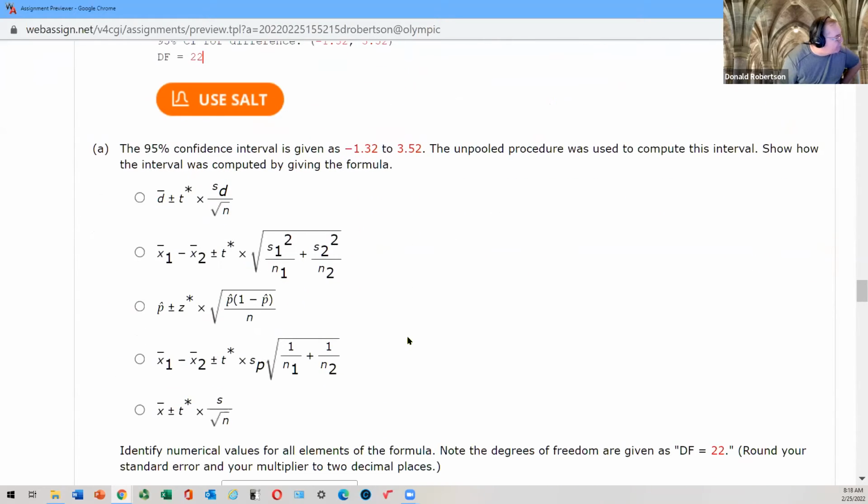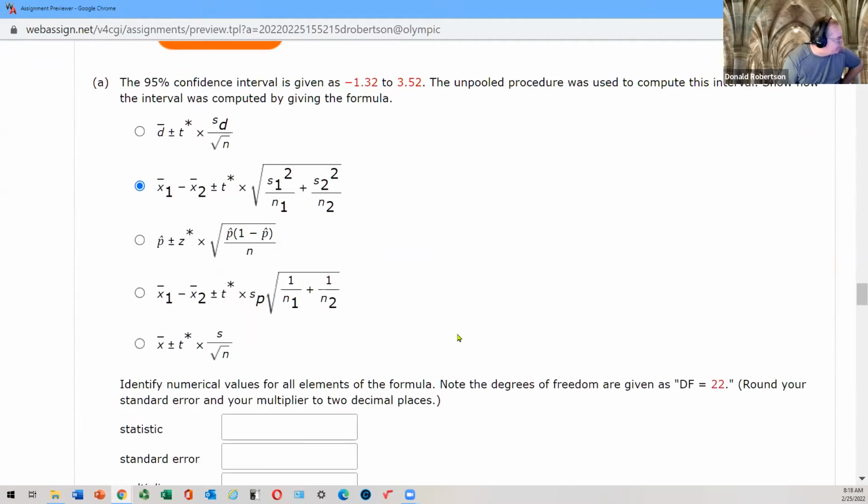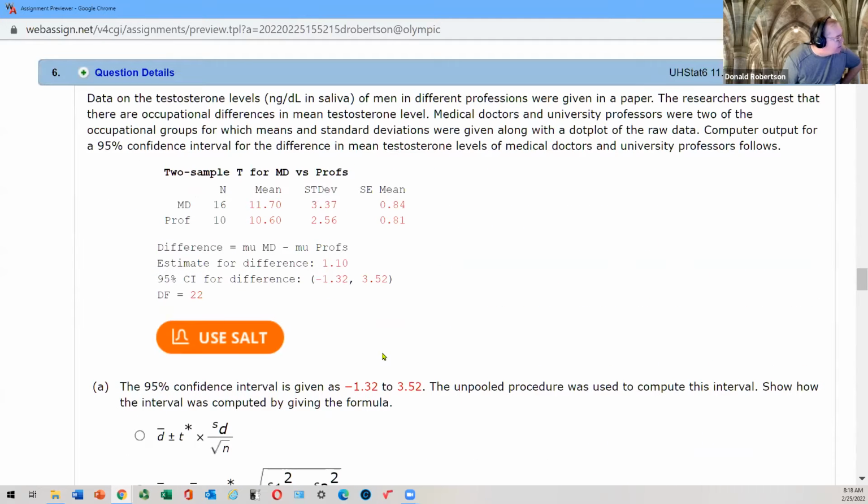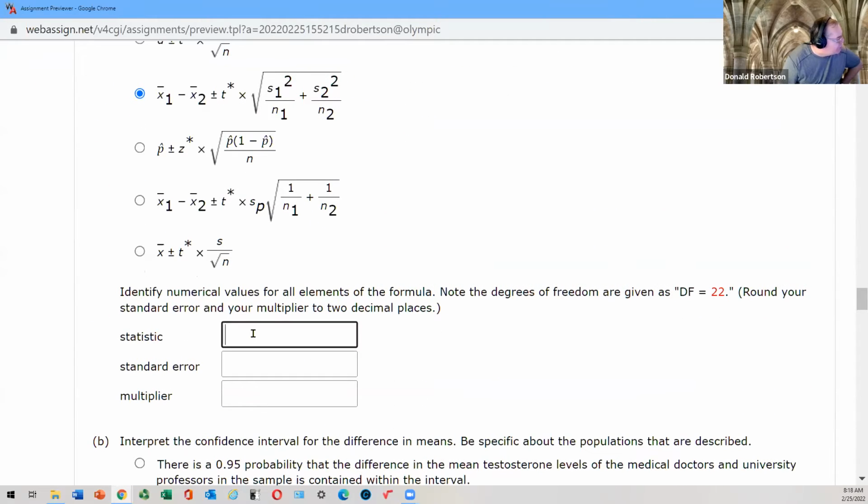So what are the questions? There's a 95% confidence interval and it's unpooled. So which one of those are you going to use? And the answer is you're going to use that one. What is the statistic? The statistic is that one. So it's really terms.